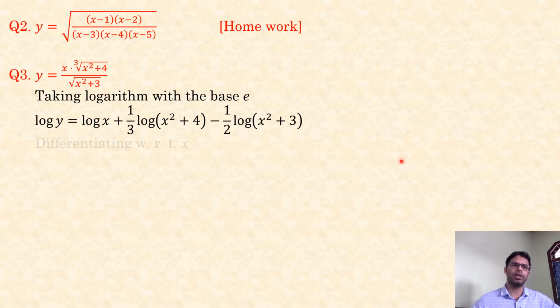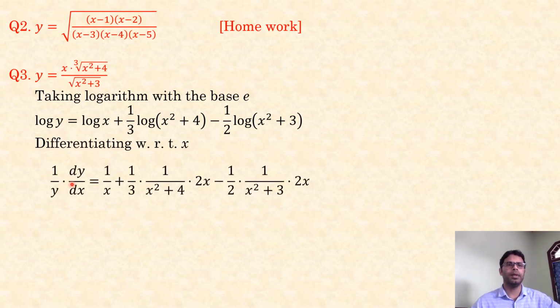Now take differentiation. Differentiating with respect to x, log y differentiation is 1 by y, and for y you have to write dy dx, is equal to log x differentiation, which is 1 by x, plus 1 by 3 remains the same, log differentiation is 1 by (x square plus 4) into the differentiation of x square plus 4, which is 2x only, then minus half, then again logarithm differentiation 1 by (x square plus 3), and the differentiation of x square plus 3 is only 2x.